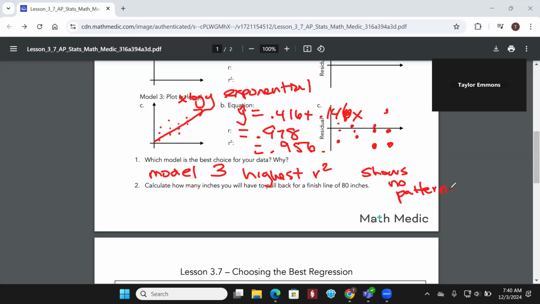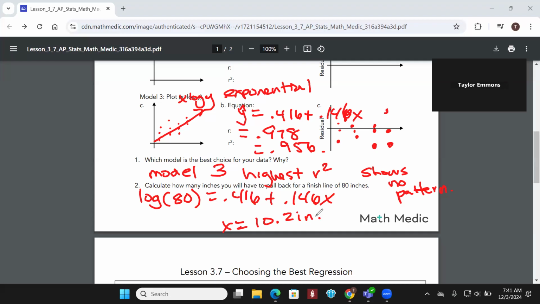All right, calculate how many inches you will have to pull back to finish the line of 80 inches. So let's say that we have log of 80, and that's going to be equal to 0.416 plus 0.146x. We're going to subtract that 0.416, and then we're going to divide by 0.146. And that's going to give us x equals 10.2 inches.